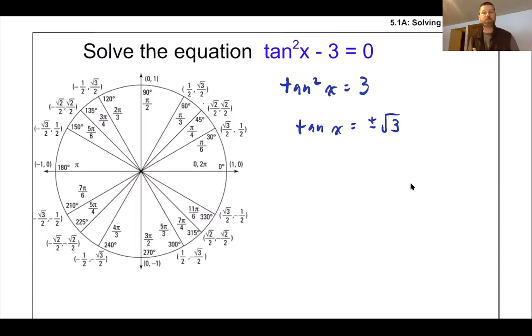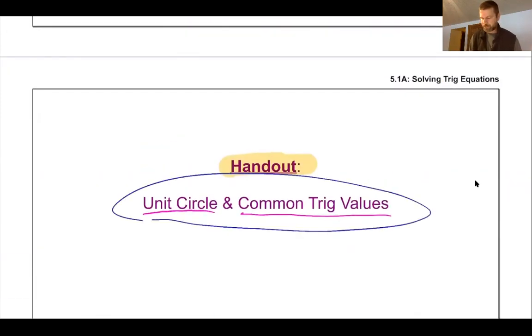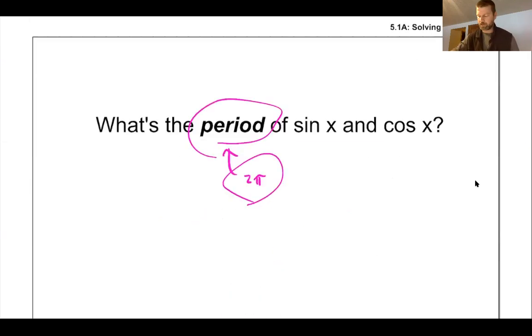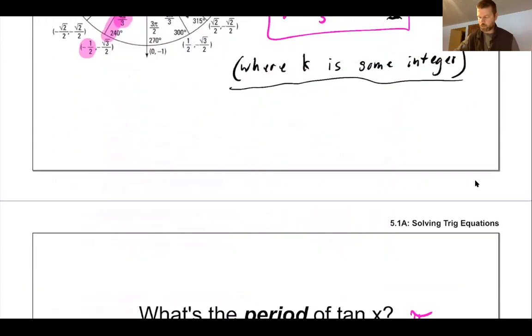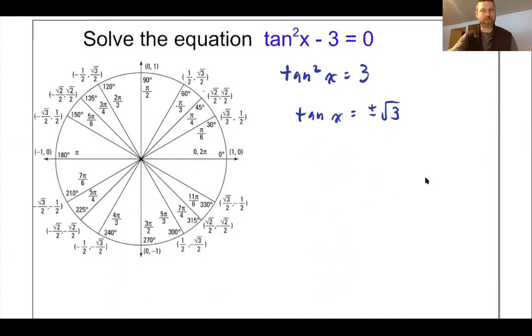For these ones, if you prefer using the table of values, that's fine. I'm going to share that table of values with you so you can see what it looks like. Again, I had mentioned it up here, saying that there's a handout that has both the unit circle and a table of values that can be useful. So I'm going to show that to you, and we're going to find out where tangent is equal to square root of 3, or negative square root of 3.